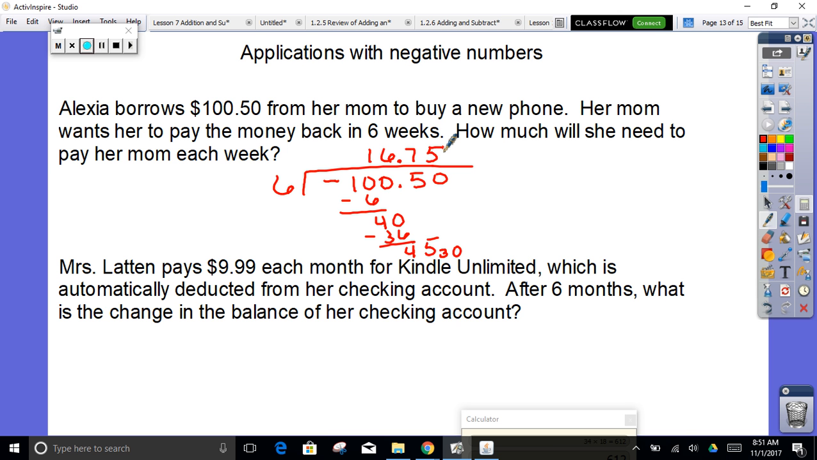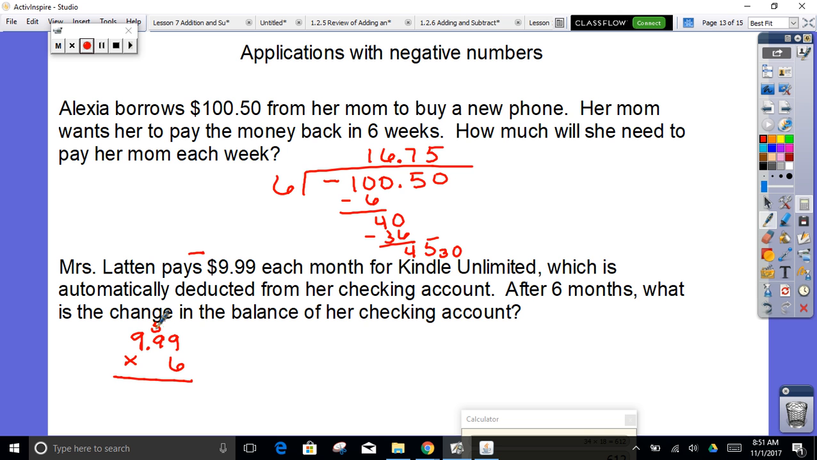You would multiply negative 9.99 times 6. Okay, good. I would want to make this a negative 9.99 times 6.